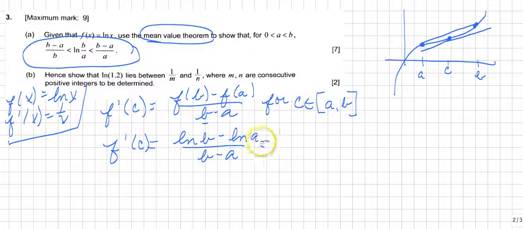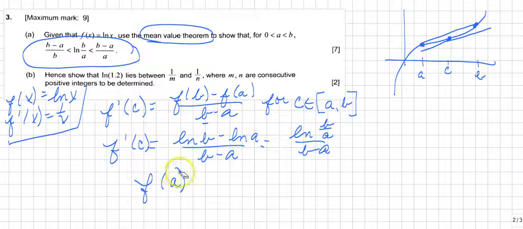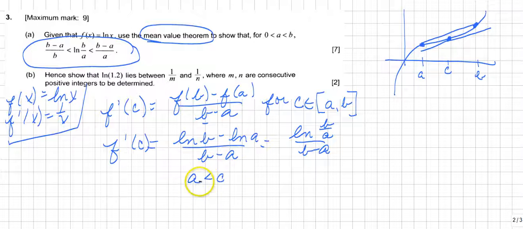Now I'm going to change this a little bit. I'm looking at what I'm trying to get, and I see ln of b over a. Well, I know that log property, so the numerator ln of b minus ln of a is ln of b over a, over b minus a. Okay, now let me set it up this way. We know that c is greater than a and less than b. Look at your diagram again. According to the theorem, c is in the interval from a to b.